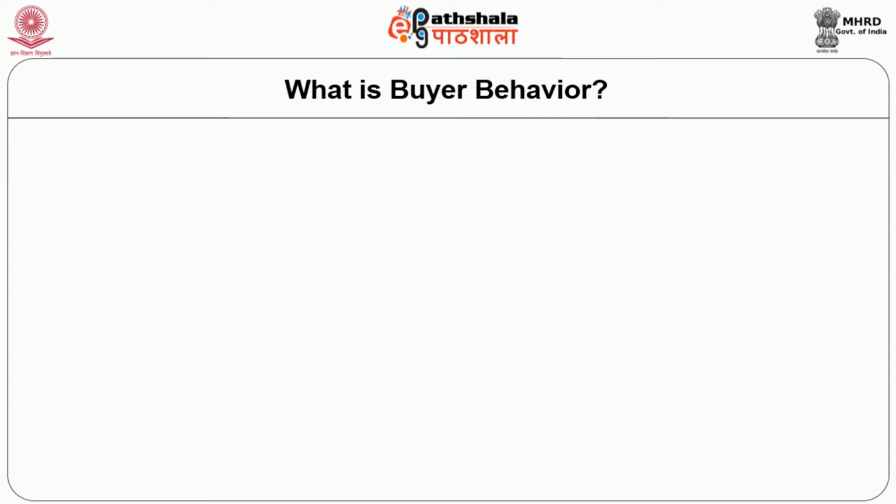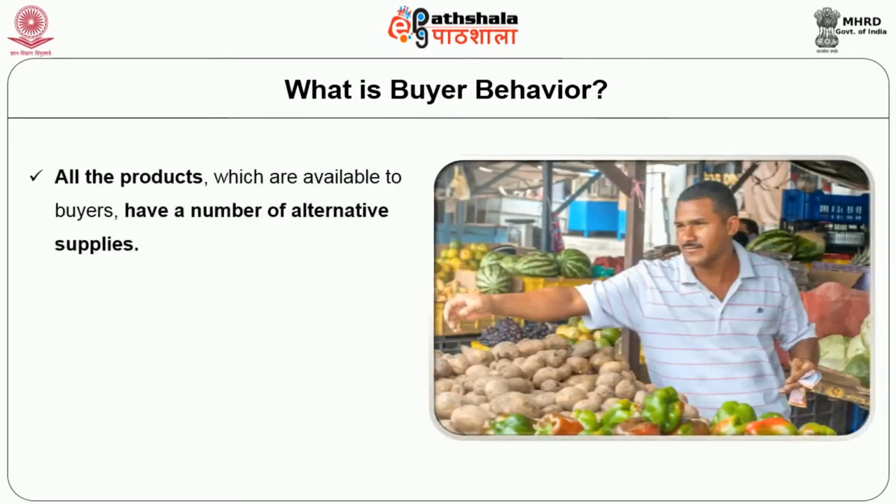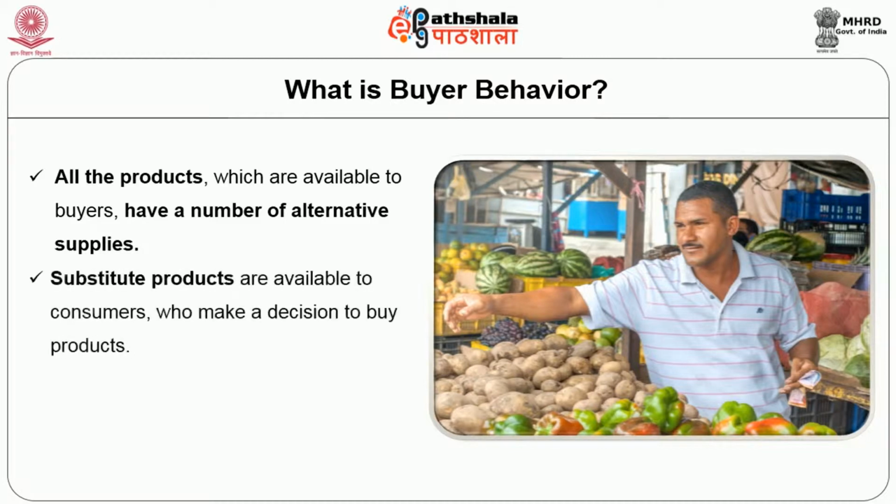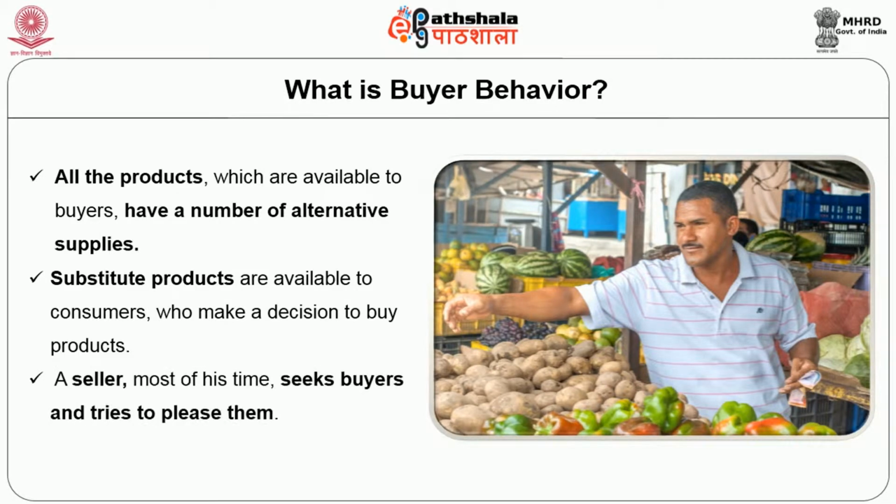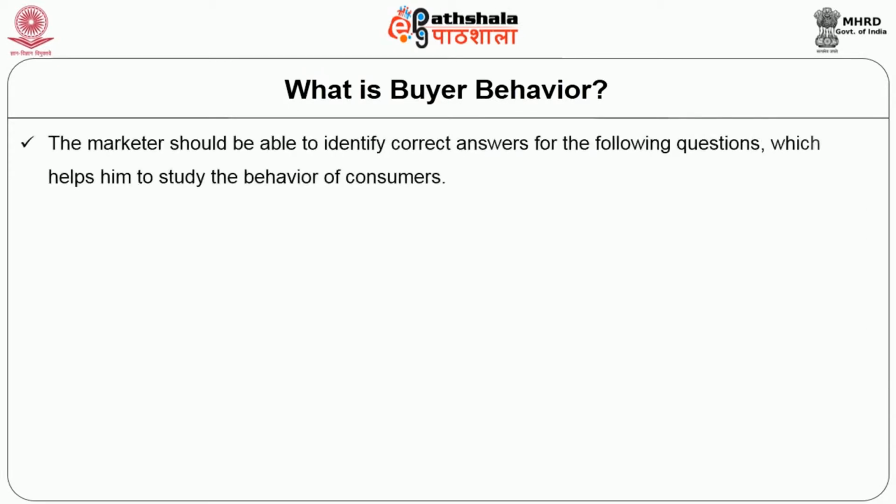What is buyer behavior? Almost all the products which are available to buyers have a number of alternative supplies. That is, substitute products are available to consumers who make a decision to buy products. Therefore, a seller most of his time seeks buyers and tries to please them. In order to be successful, the marketer should be able to identify correct answers for the following questions, which help him to study the behavior of consumers.